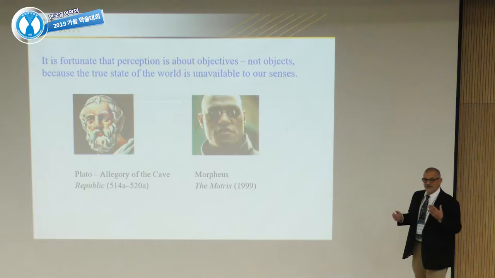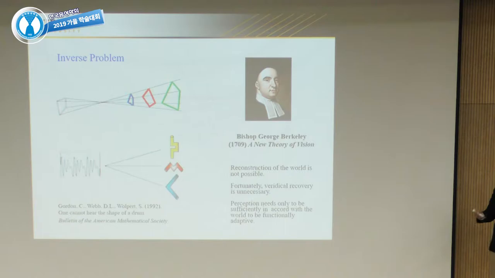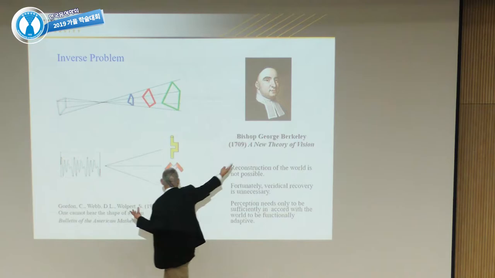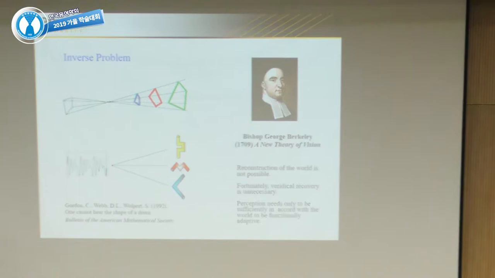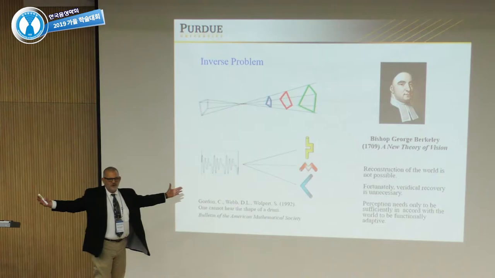Why can't we know what's in the world? It's something called the inverse problem. And the inverse problem, here shown in provision by Bishop George Berkeley in the early 18th century, is simply the problem that for any two-dimensional array on your retina, there's an infinite number of three-dimensional worlds that give rise to precisely the same retinal arrays.